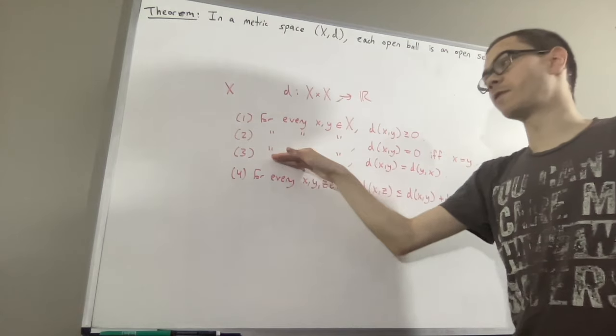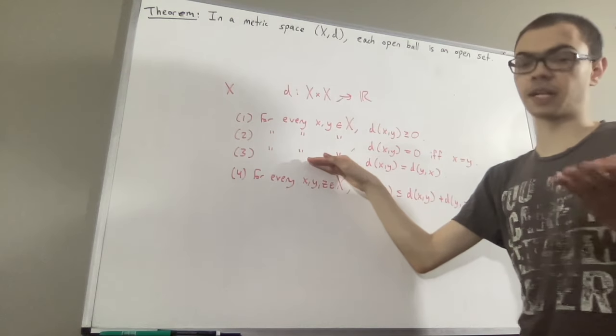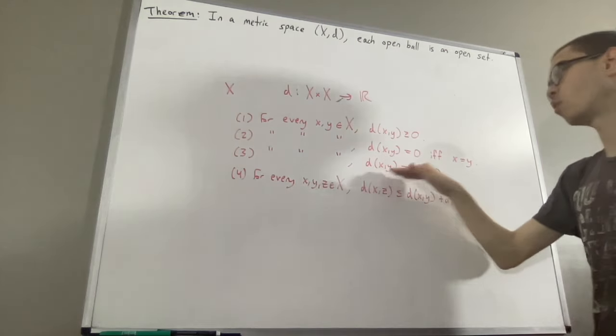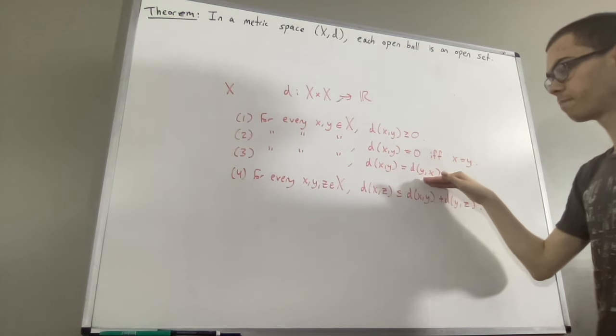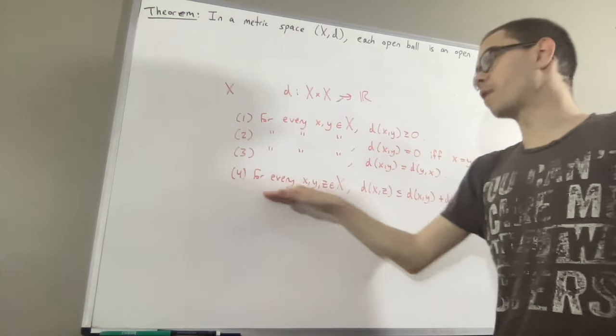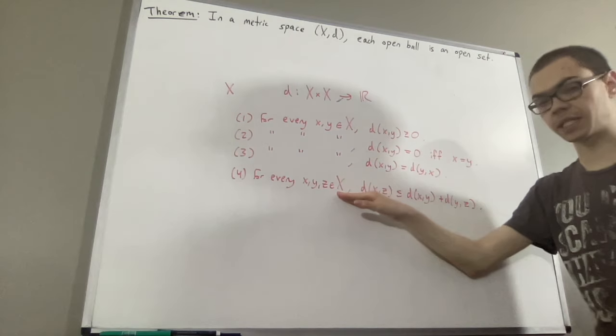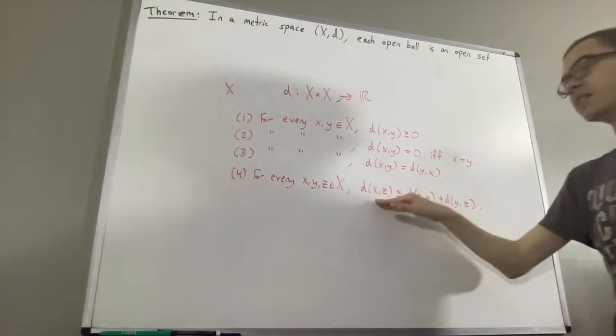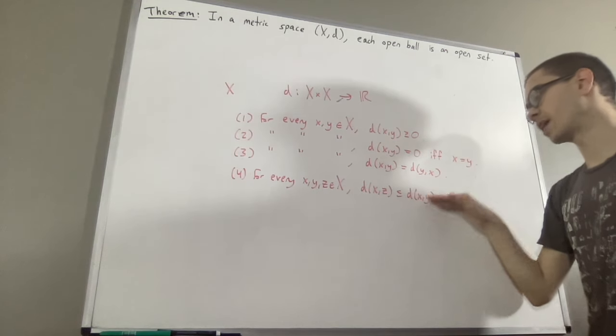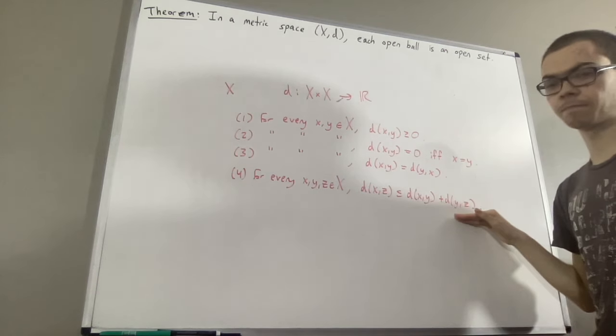Third, for every two elements x and y in our set capital X, d of x comma y is equal to d of y comma x. And finally, for every three elements x, y, and z in our set capital X, d of x comma z is less than or equal to d of x comma y plus d of y comma z.